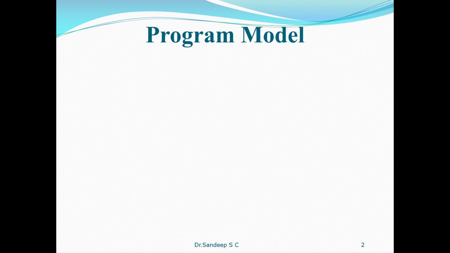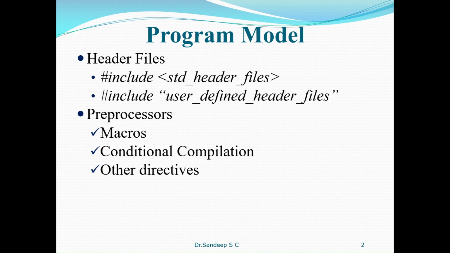So we start with the header files. There are two types of header files. One is the standard header file, which is included using angle brackets, and another one is the user-defined header file, which is included using double quotes. So these are the two different types of header files we can have in a program.